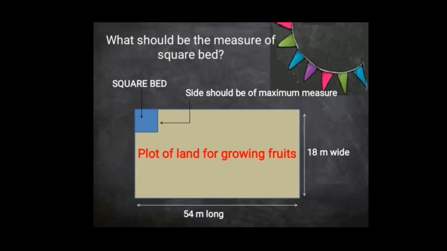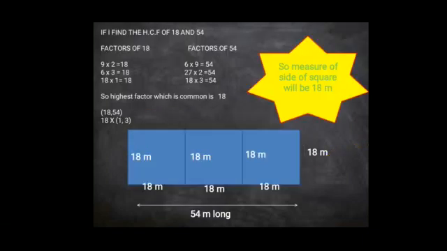Okay, so we'll find here the HCF of 18 and 54. So the HCF of 18 and 54 is 18. So the measure of the side of a square bed should be 18. So if I am dividing the plot that is 54 meters long, I'll get 3 beds, each of measure 18 meters by 18 meters.